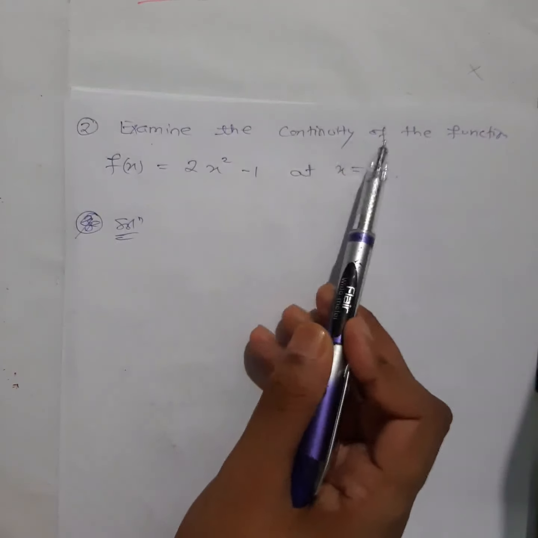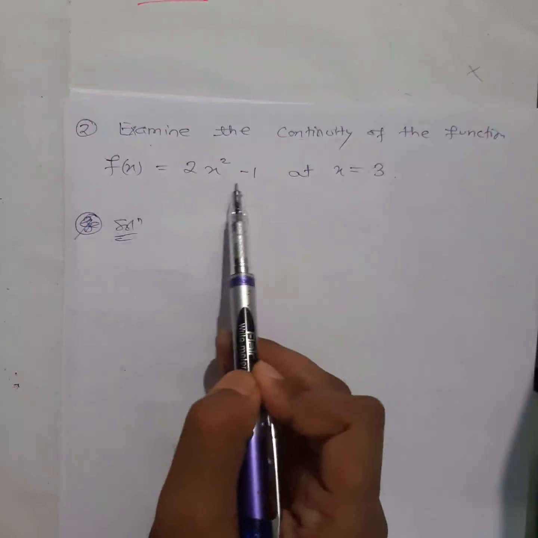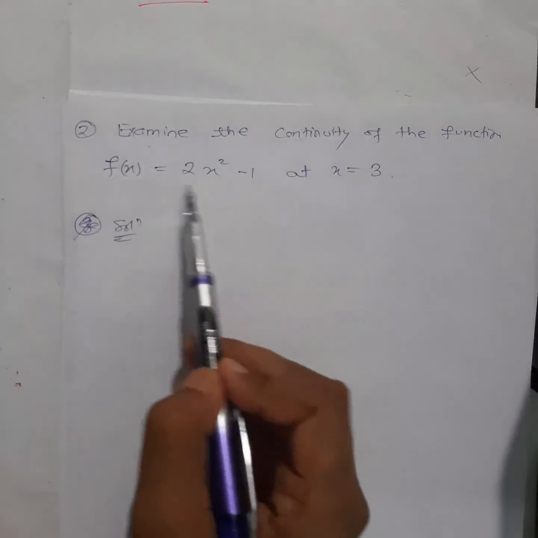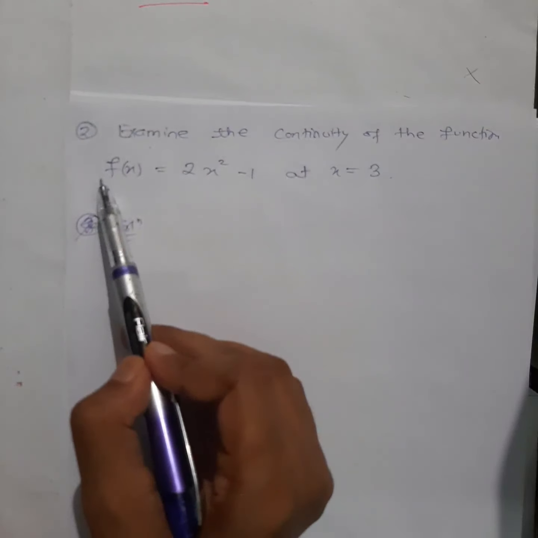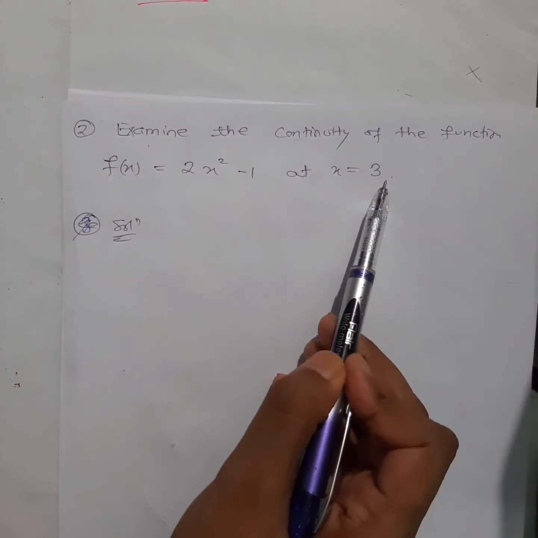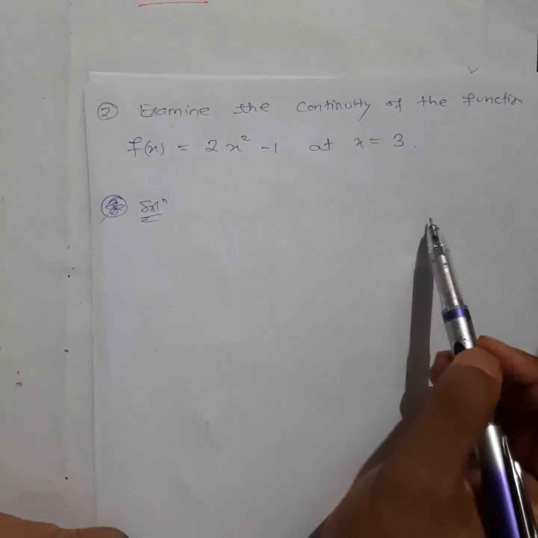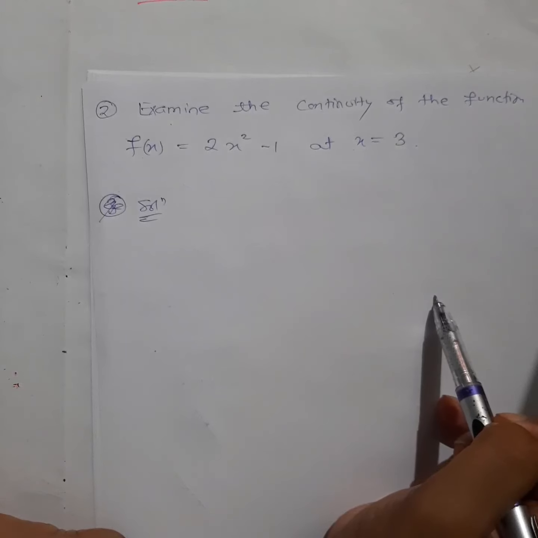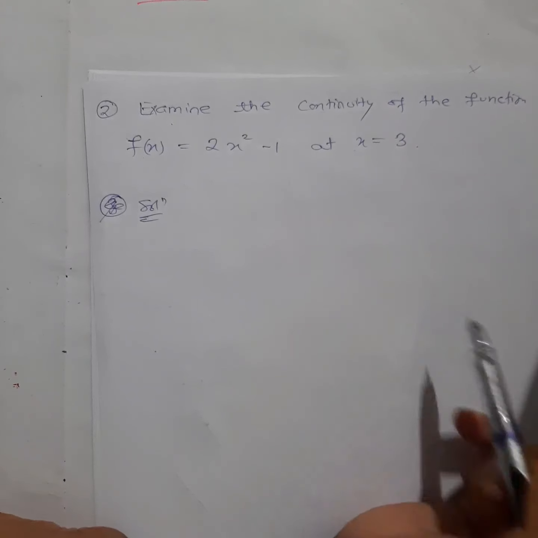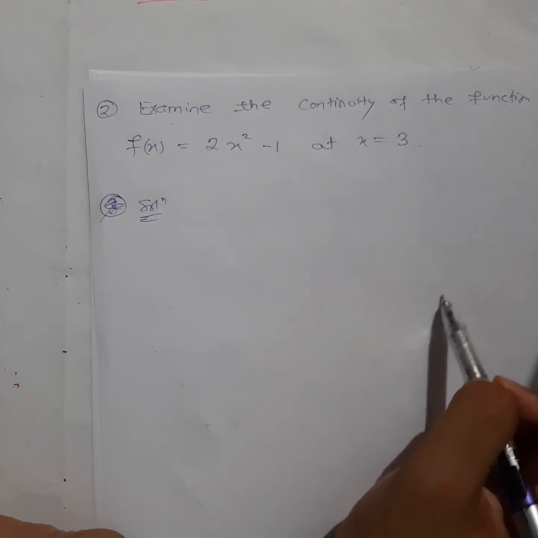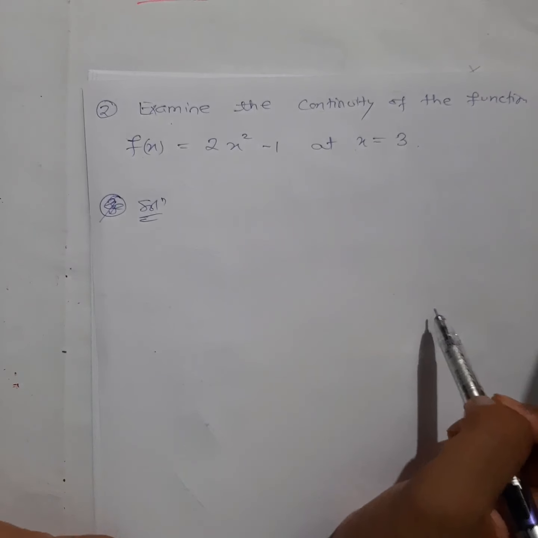Examine the continuity of the function. So this time also they have asked you to examine the continuity, meaning whether this function is continuous or not at x equal to 3 only. Okay. At this point, when your x is 3, where will be the function? Wherever it is, there you have to check whether it will be continuous or not. Continuous means whether it will break or not. At that point only you have to check. Okay.